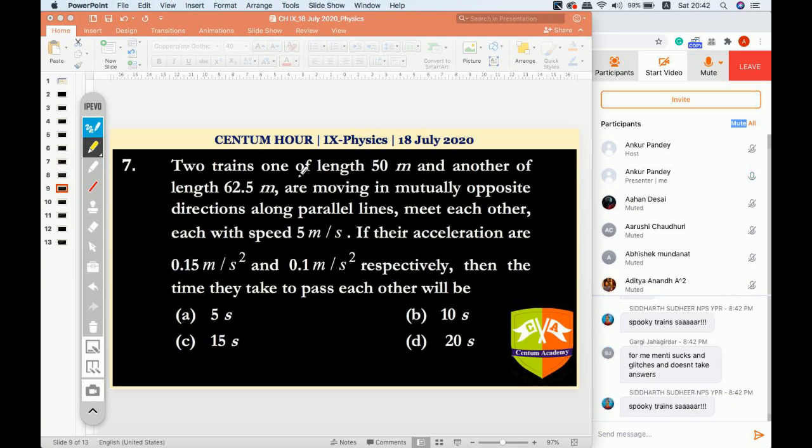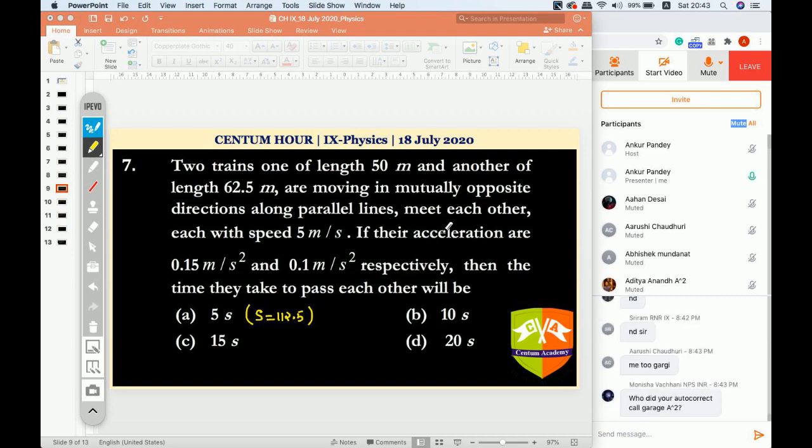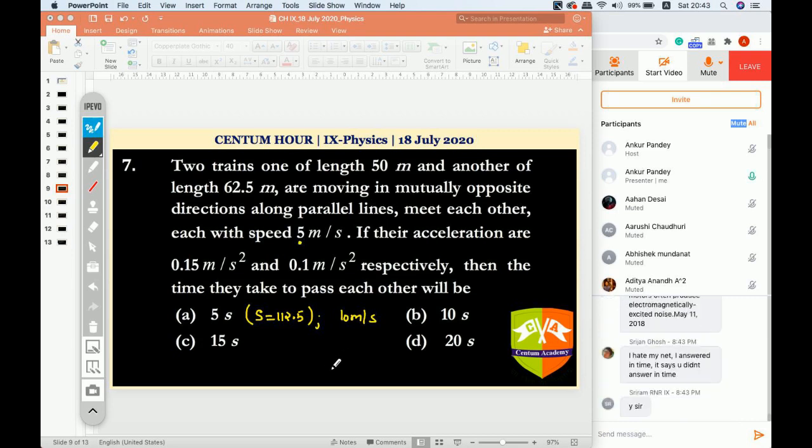Good. Two trains, one of length 50 and another of 62.5. So this is 112.5. Yes, so the total displacement is 112.5. No doubt. They are moving in mutually opposite directions along parallel lines, meeting each other with a speed of 5 meter per second. So the resultant speed at which they are meeting each other is 10 meter per second, as they are moving in opposite directions, right?